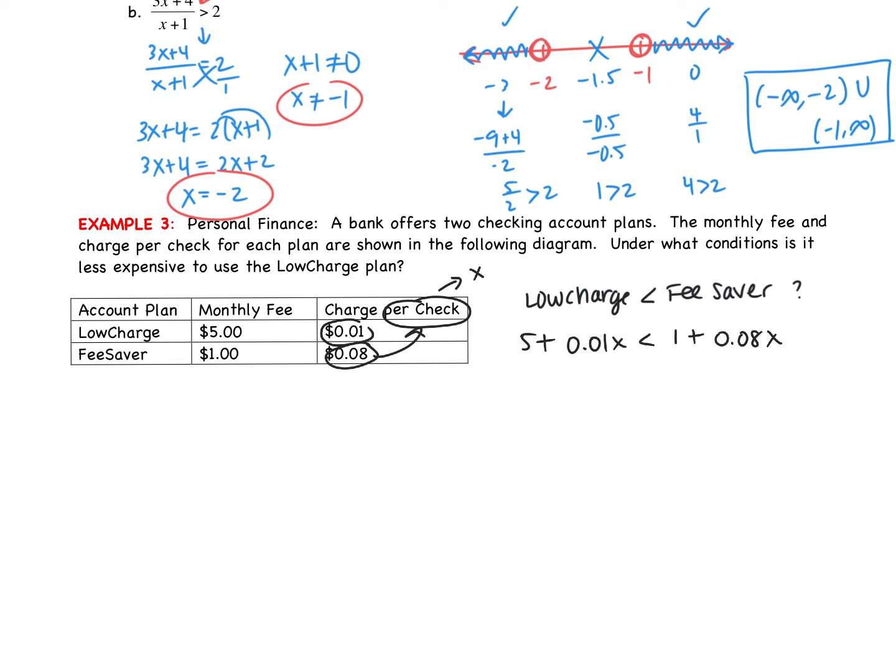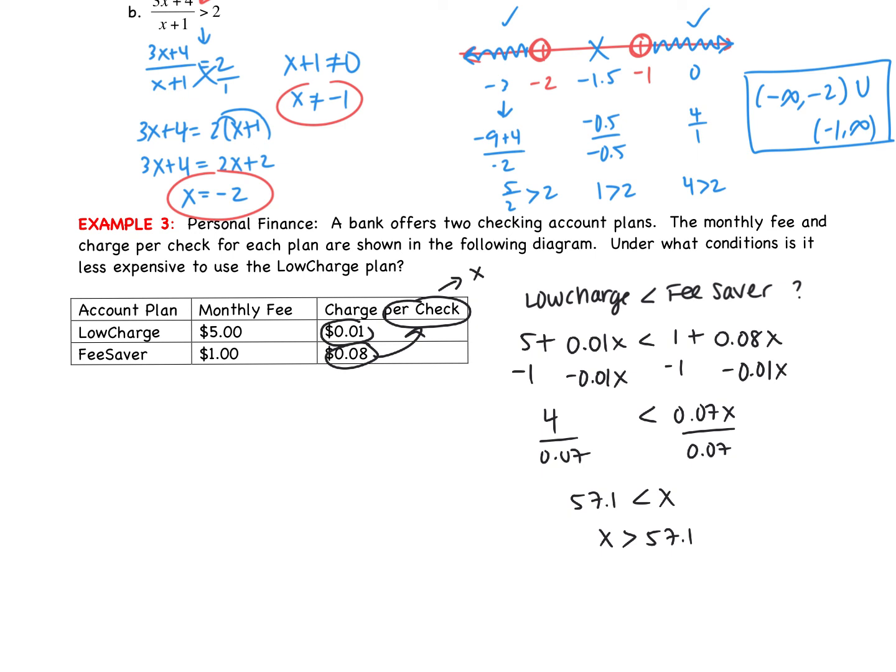Just solve like normal. So if I move the 1 over, I'll get a 4. If I move the 0.01x over, I get 0.07x. Divide by 0.07. And that ends up being 57.1 about. Now we've talked about that's not normally the way it's written. Normally x is written first. So x is greater than 57.1.